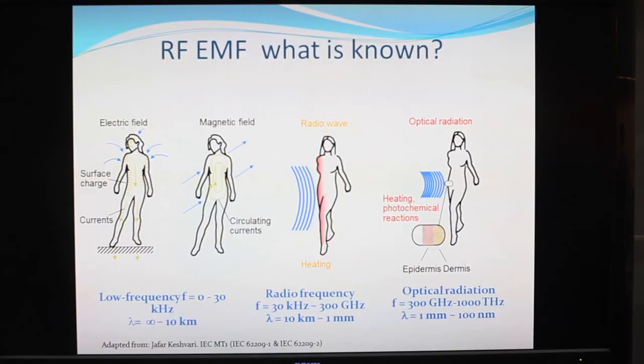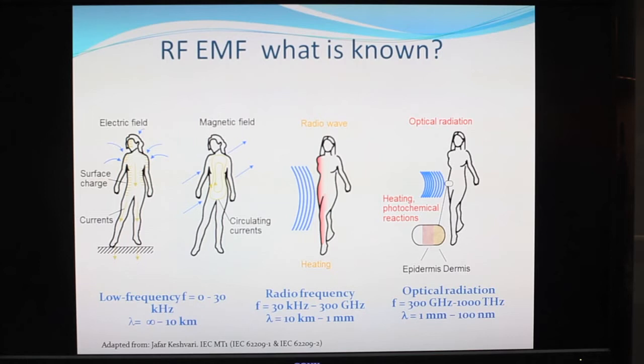What is known about electromagnetic waves? At low frequency, we know that the electric field creates surface charge and currents in humans because we are conductors. And the magnetic field also creates circulating currents in the body. At radio wave frequencies, there is a heating process. And above that, in optical radiation, there are photochemical reactions.